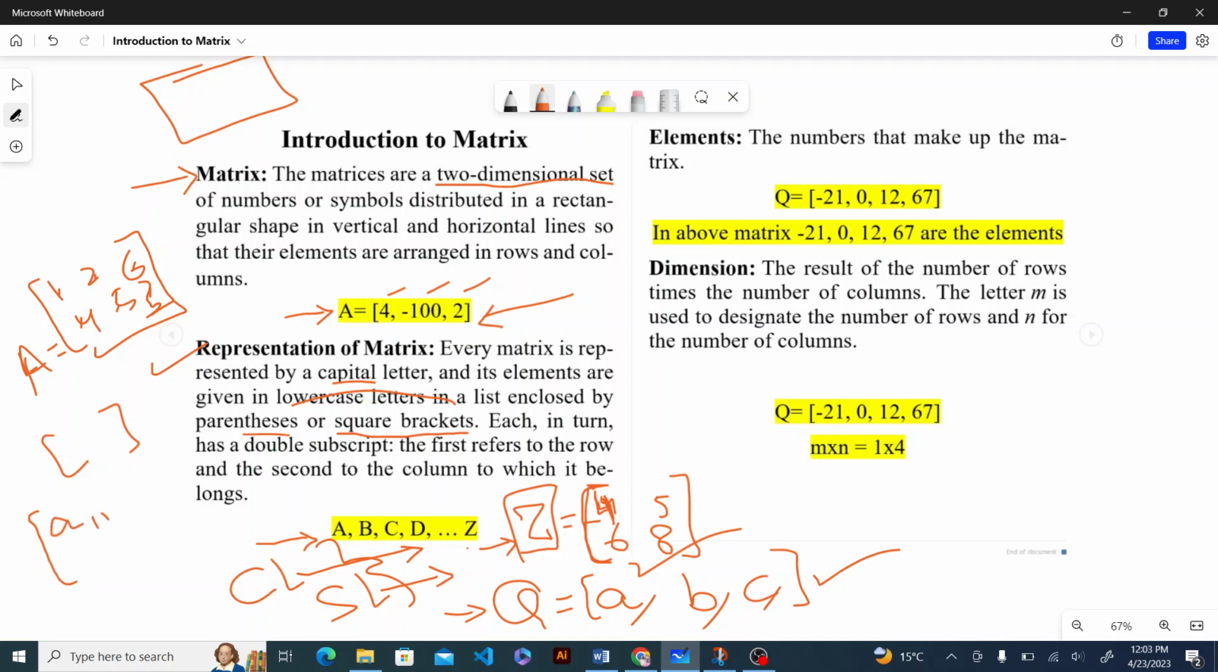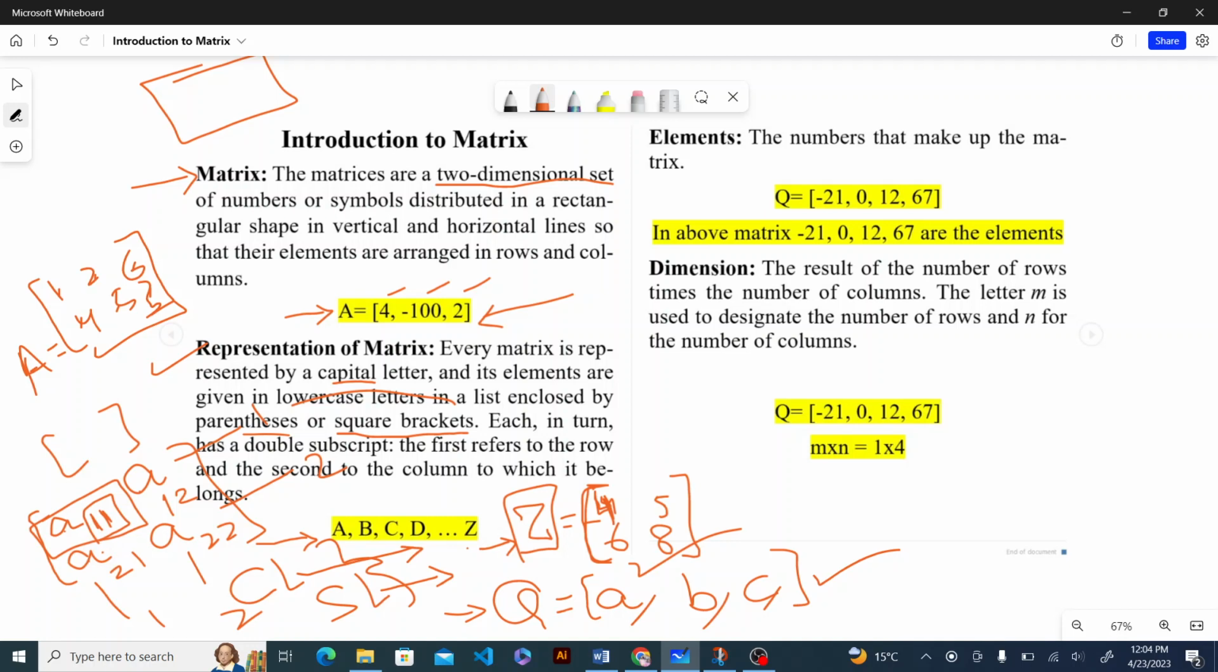A11, A12, A21, A22. Now let me explain what I have written. A represents elements, and these two subscripts 1 1, 1 2, 2 1, 2 2 show the number of row and the number of column. As you can see in this matrix, there are two rows and two columns. So this first element will be A11 because the row is 1 and the column is also 1. It is the element in the first row and first column, so it is written as A11.